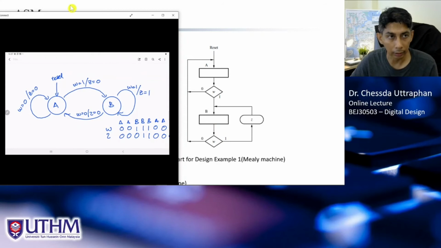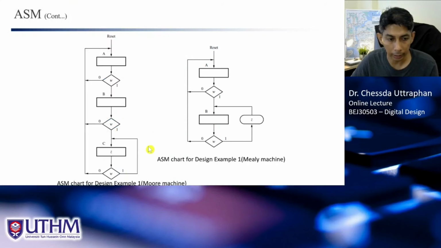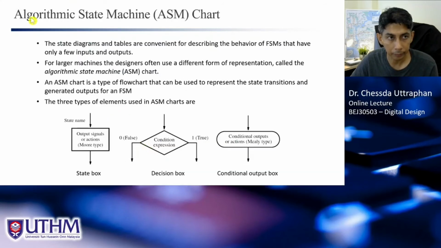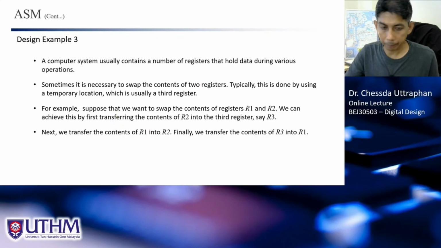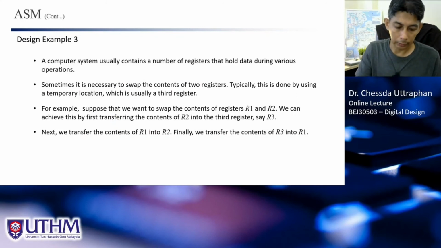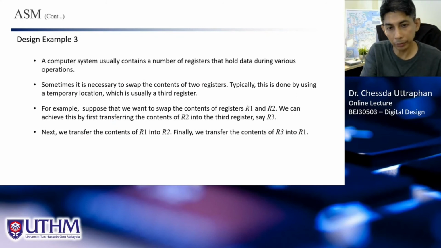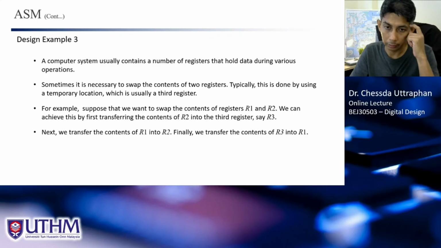So this is how we represent a Mealy state machine in algorithmic state machine. All right. Now, example number 3 is this.